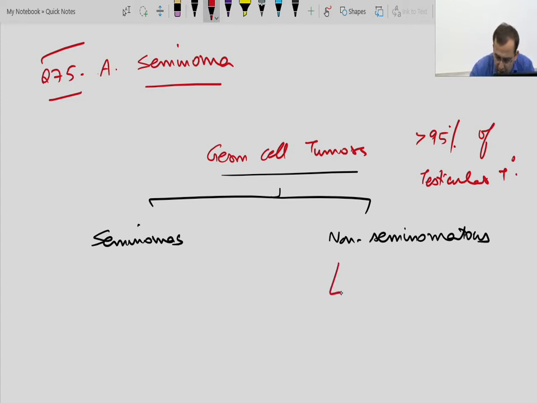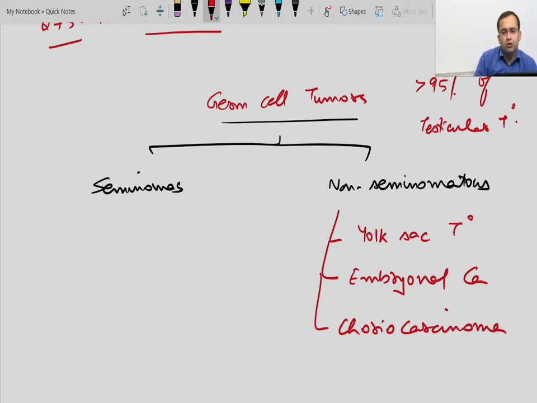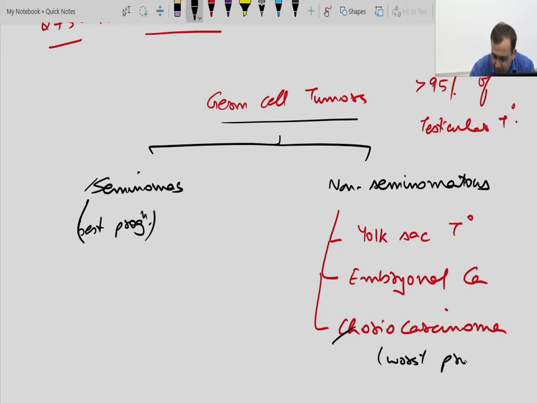Non-seminomatous germ cell tumors are further of three types, that is yolk sac tumor, embryonal carcinoma and choriocarcinoma. Next point, best prognosis, seminomas. Worst prognosis, choriocarcinoma. Choriocarcinoma is a very dirty looking tumor. It shows lots of hemorrhage and necrosis.